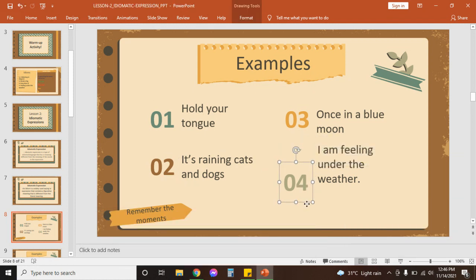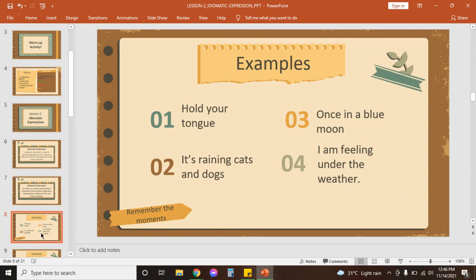Let me give you an example for number four. For example, I have my final exam today. But sadly, I am feeling under the weather. Meaning to say, today I have an exam. But unfortunately, I am not feeling well. Can you understand? Yes. Okay, very good.